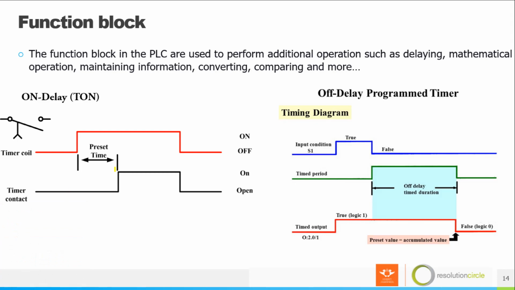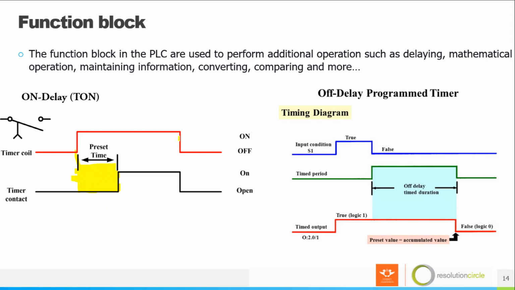For your output to be high with a time delay, your input or your timer must be high. Then for this period, when it's high, this will be your delay. Let's say this will be your 10 seconds.